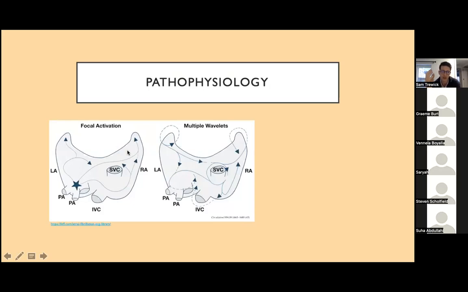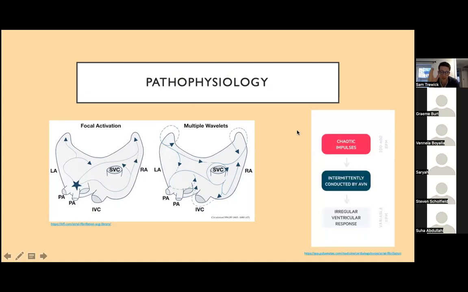There are two theories of how AF occurs. The first is the focal activation mechanism, in which there's a focal area where there's excessive firing, and this leads to electrical activity that disseminates around the atria. The other one is that there are multiple wavelets, where there are lots of different areas of cycling electrical activity. You get these re-entry mechanisms back into the atria that continue to fire and fibrillate. This is thought to be more associated, the multiple wavelets, with atria that become dilated.